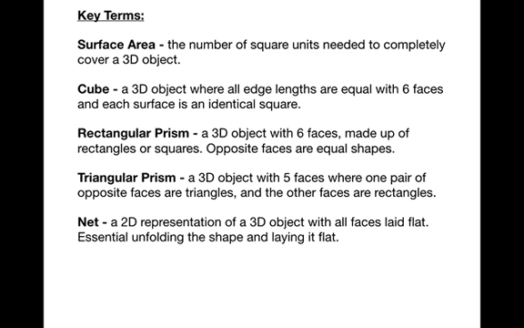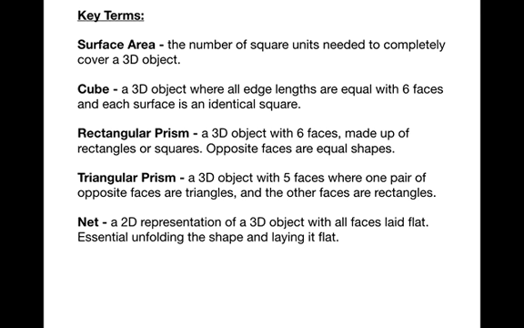Okay, we'll also be looking at a rectangular prism, again a 3D object, also with 6 faces. However, not every single face is the same, but opposite faces are equal. The top would be the same as the bottom, the front would be the same as the back, and the sides would be the same as well. They might be different rectangles with different dimensions, but the opposite sides are the same.